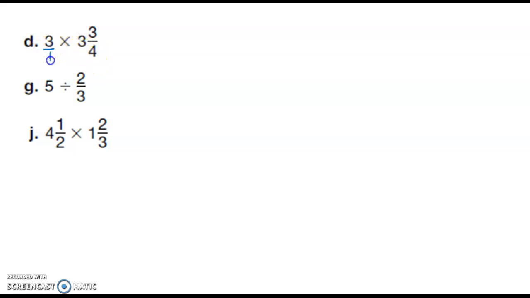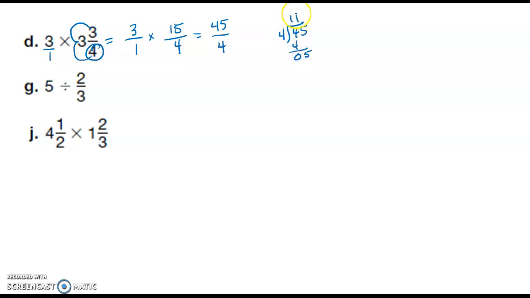So 3, I'm going to put 3 over 1, and then I need to make this mixed number into an improper fraction. So we'll popcorn it. 4 times 3 is 12, plus 3 is 15. So I have 3 over 1 times 15 over 4. So 3 times 15 is, 2 times 15 is 30. So this is going to be 45 over 4. And then that, let's see what that looks like. So that's 11 and 1/4.